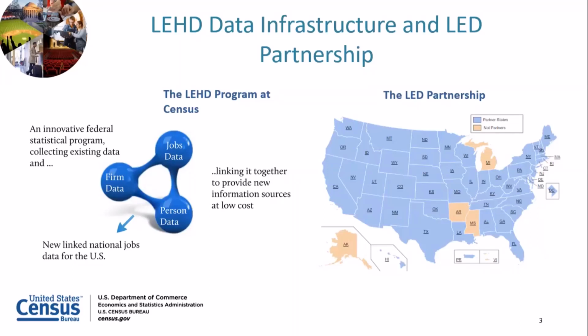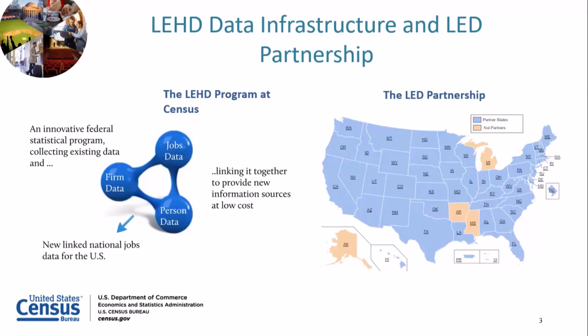Under the partnership, states send their unemployment insurance, or UI, wage records and their Quarterly Census of Employment and Wages, or QCEW data, which is then combined with censuses and surveys to create this dynamic information on workers to produce public use data products as well as microdata for research. The UI records give us job data, the QCEW gives us firm data, and our person data comes from censuses and surveys. This is how we connect where the worker works and where the worker lives.